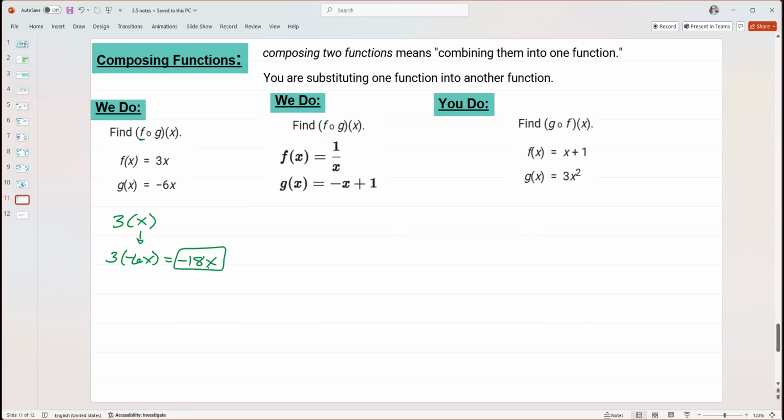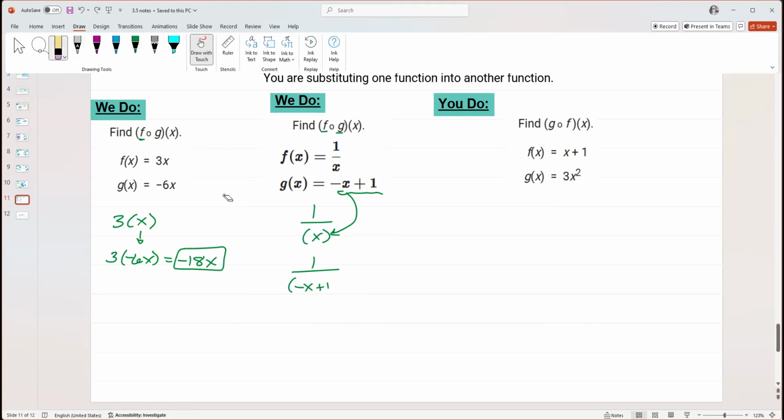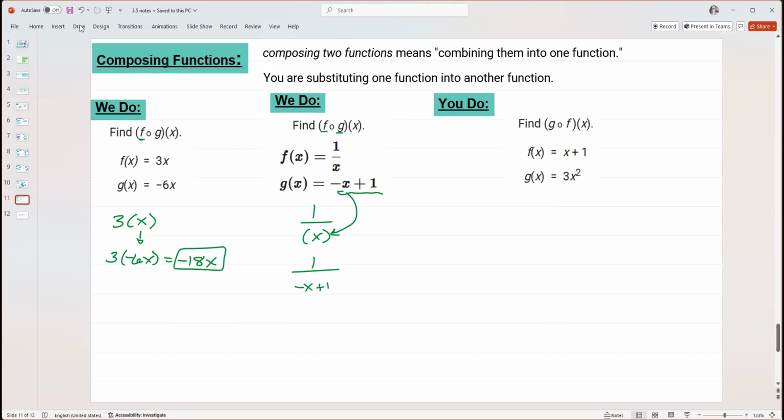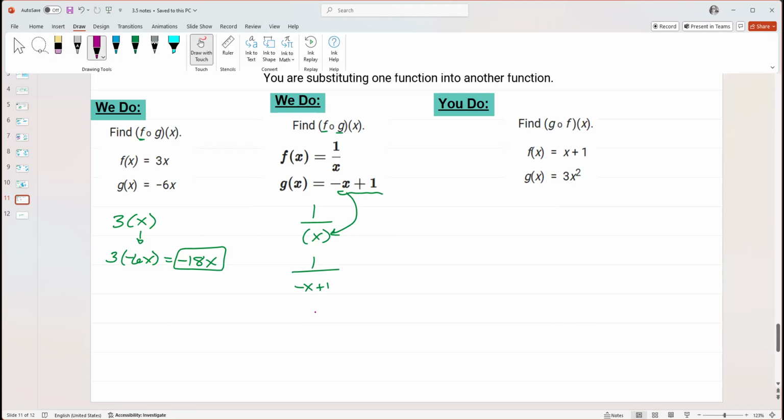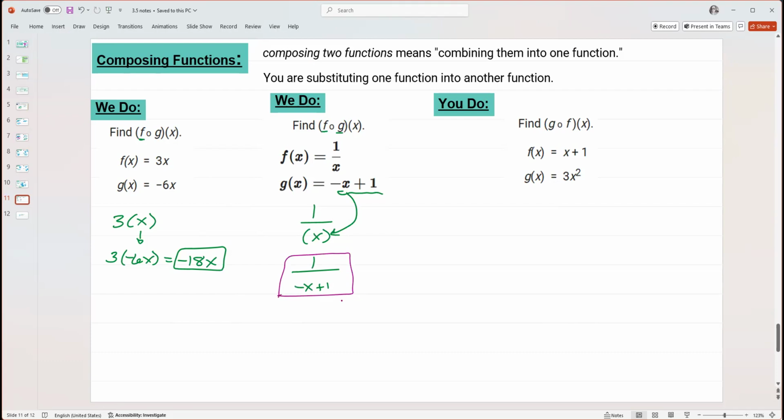Function has been composed. All right, f of g, so f is first. So I'm going to do 1 over x. There's my f function. And I'm going to replace that x with all of this. This is going to be 1 over negative x plus 1. You don't really need the parentheses, so we can erase those. There is nothing we can do to simplify that, so put a box around it, you're done.